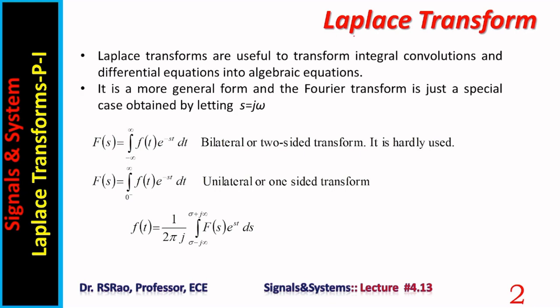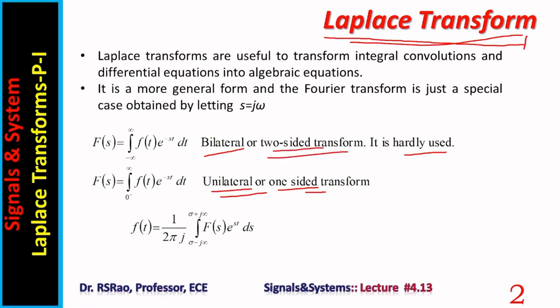Before going to the problems, let us consider the definition of Laplace transform. While solving the problems, the presence of the definition of Laplace transform in the background is quite useful. So, we consider first the definition. Two types of transforms are there. Bilateral, it is hardly used. Another is unilateral. This is the one which is widely used. Unilateral one is also called one-sided transform. Bilateral one is called two-sided transform.